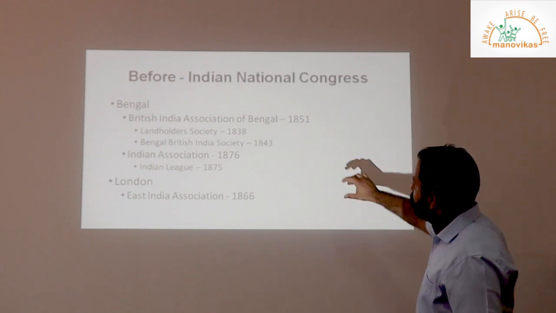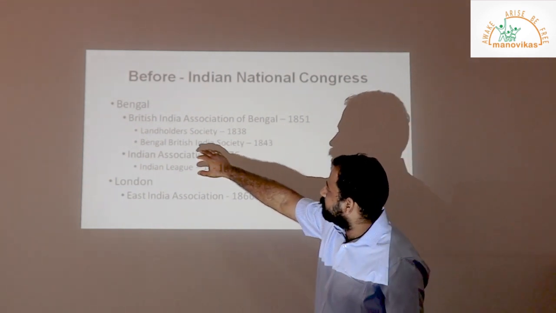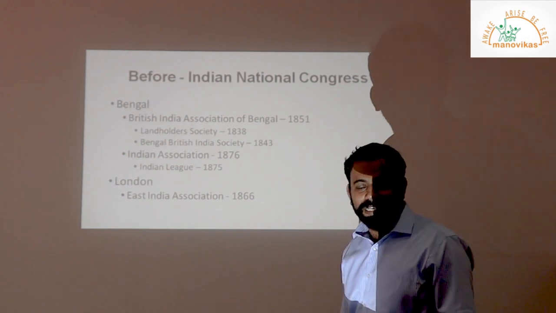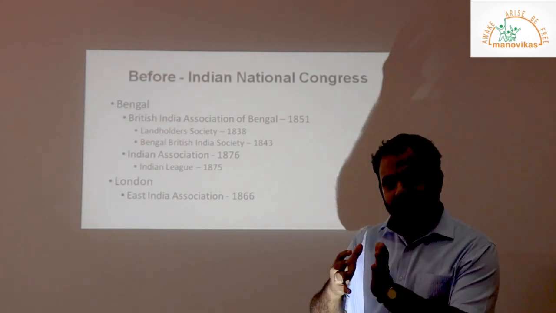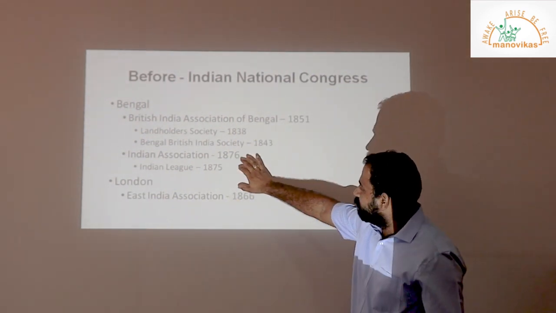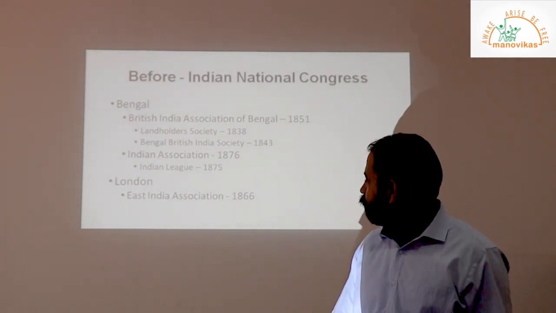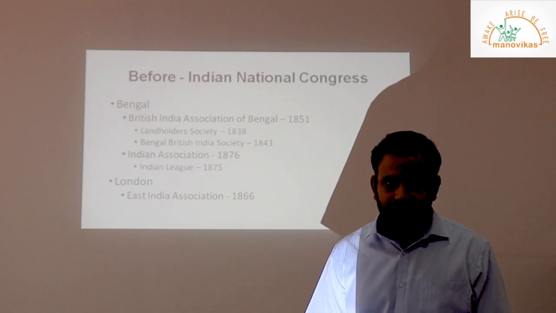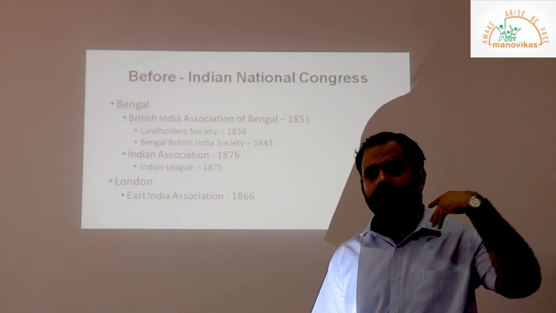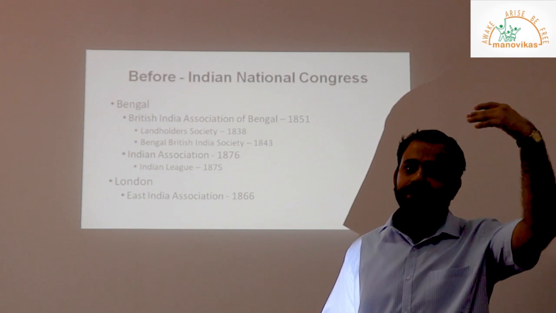Both these groups felt that they must combine, and they combined together to form another group called the British India Association of Bengal in 1851. But this was mostly limited to the Bengal area. In the same way, in 1875, Surendranath Banerjee and his associates formed the Indian League, and they worked very hard towards taking any grievances and complaints that the common people had to the British.